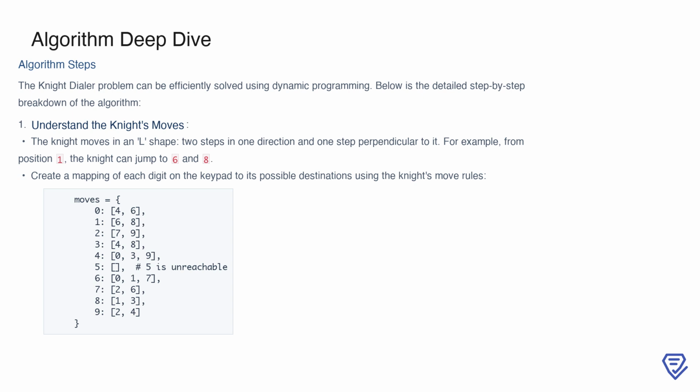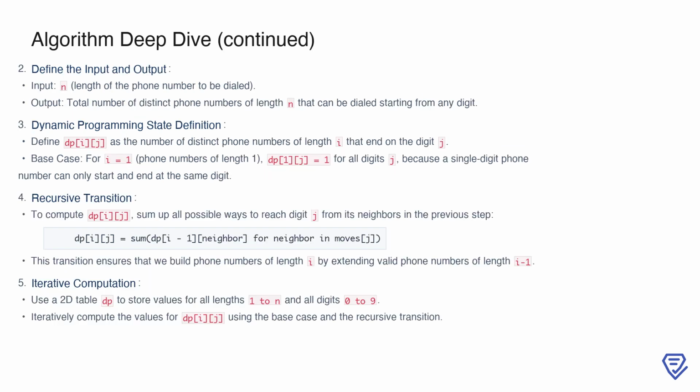For instance, the digit 0 has valid moves to 4 and 6, while 5 is unreachable because no knight move lands on it. This mapping serves as the foundation for determining the valid transitions between digits as we construct phone numbers of increasing lengths. Now that we understand the knight's moves, we define the problem's input and output.